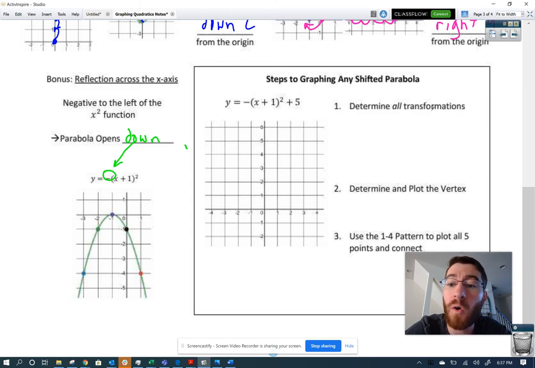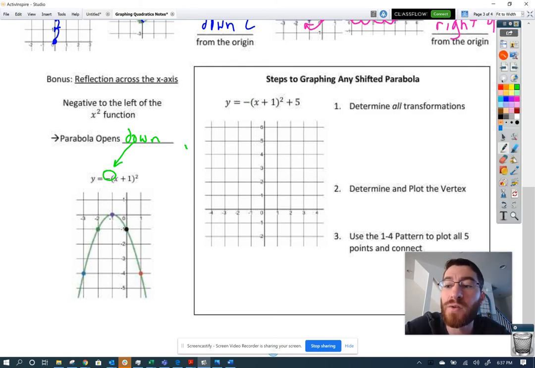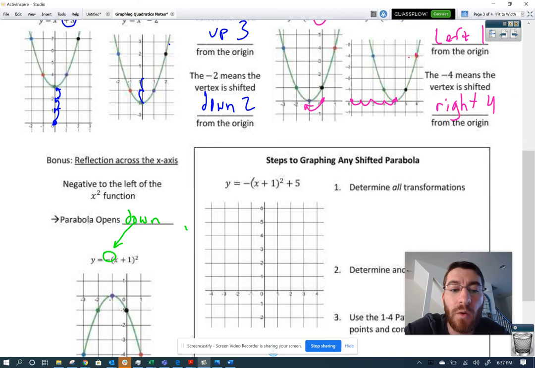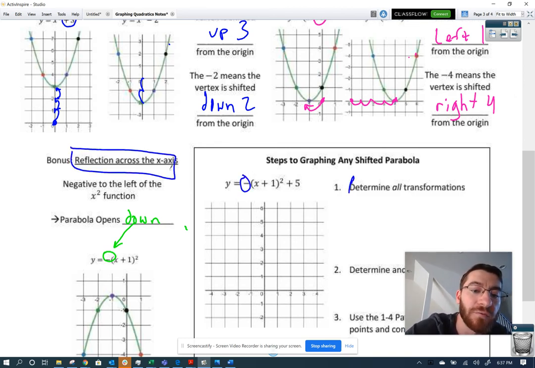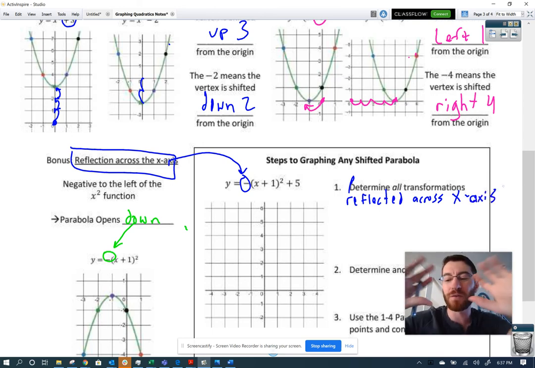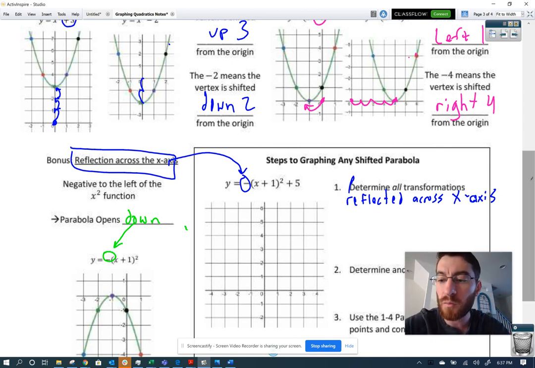We're going to determine all the transformations. When you're asked to determine all the transformations, that basically means in words, what have we been writing here? Like up 3, down 2, that kind of thing. The only difference is that the negative, we have to say the phrase reflected across the x-axis, okay? So we are reflected across the x-axis, which really is just a fancy word for saying we're flipped and we're opening down now. But that's the formal way to say it. So we'll keep it formal.